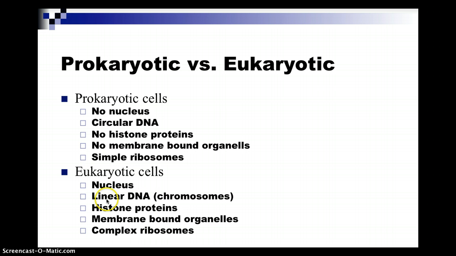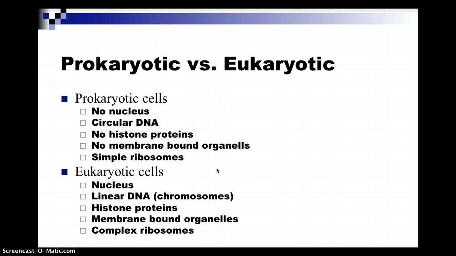Our DNA is linear in nature, meaning that it can be arranged in chromosomes that can be moved during cell reproduction. We have histone proteins that are involved in the formation of our DNA and help us supercoil our DNA into chromosomes so that they can be moved around when necessary. We have organelles that are membrane bound, and we have complex ribosomes, whereas prokaryotic cells don't have those features.